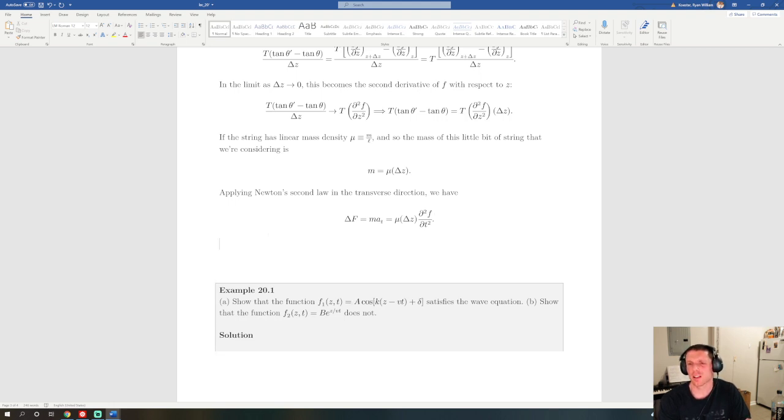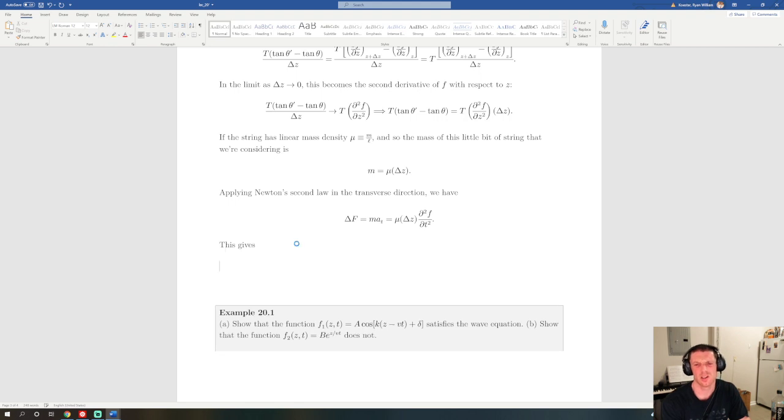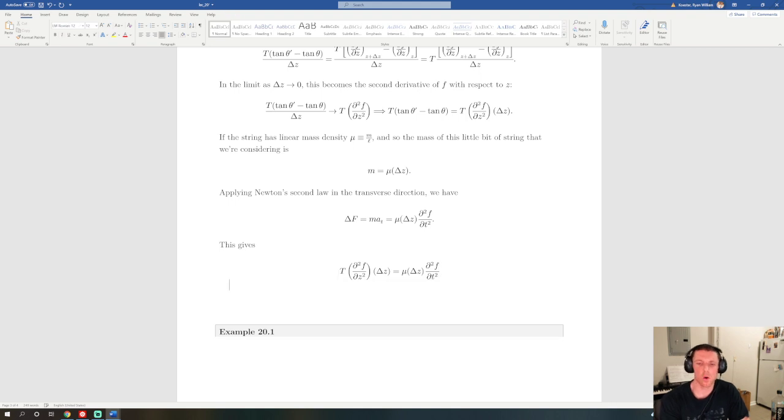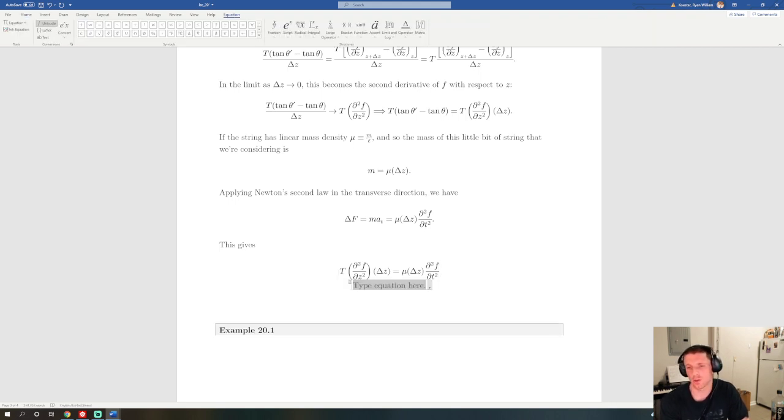So let's see then what we have. Let me just say then, this gives... And remember that this was our delta f, essentially. And this was just the other side of Newton's second law, right, the ma side. And so this is what we have. Now we can cancel delta z because it's common to both sides, right?